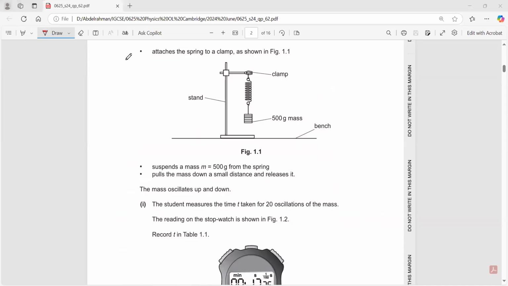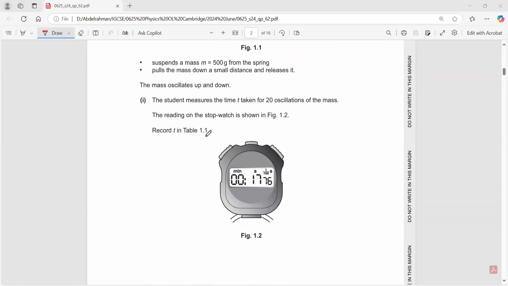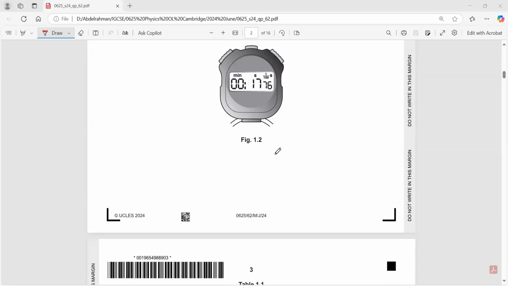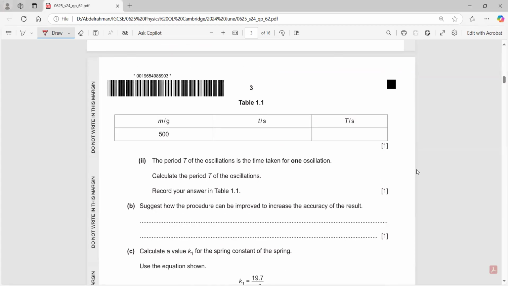It keeps on oscillating up and down as he pulls it. Record the time t in the table. Can I record this time in the table? Yes, it is 17.76. Should I write it down as 17.76 or 17.8? Definitely 17.8 would be a lot more accurate.